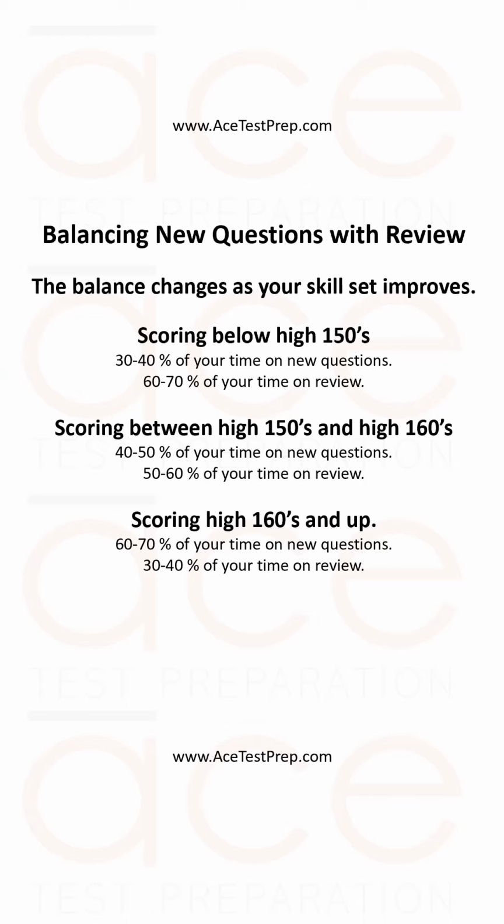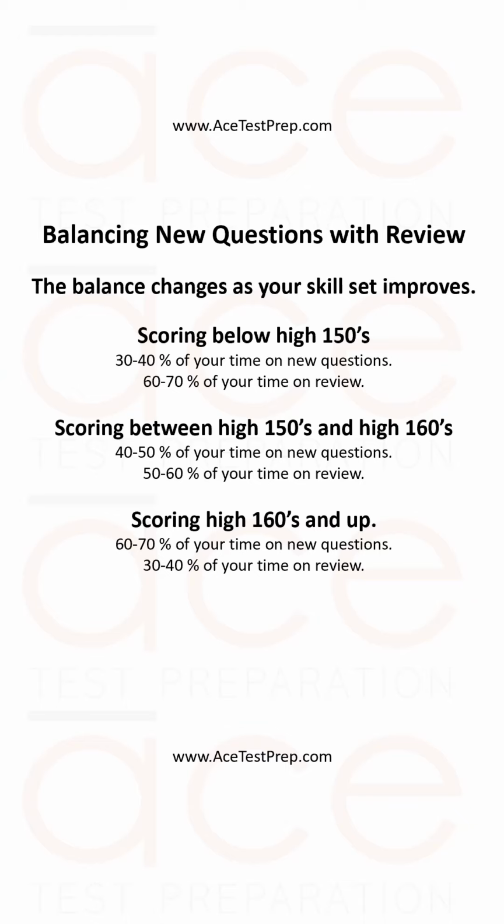And so we're not going to talk about the really low scores, but below, we'll say, the high 150s. So everything up through about the high 150s, the vast majority of people are going to spend their time effectively when they're only doing about 30 to 40% of their total study time working on new questions and 60 to 70% of their time on review.